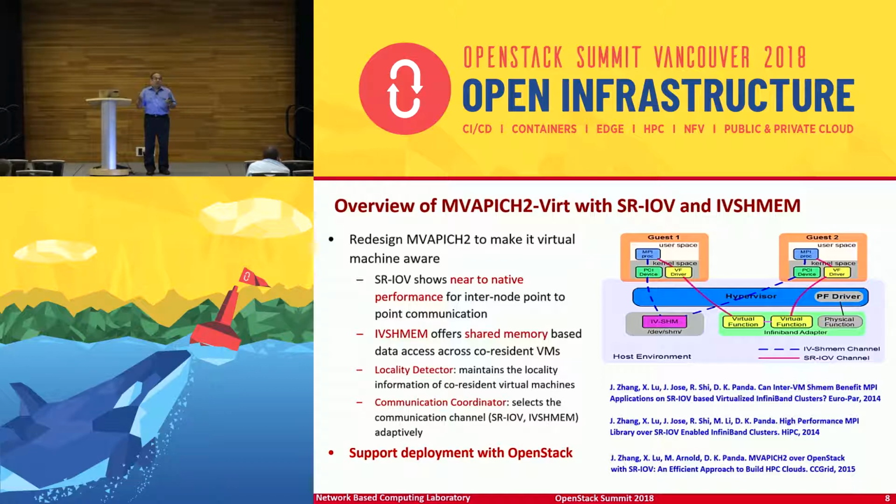Now let's say VMs also migrate. Let's say I have two situations. Multiple VMs are running on the same node. If they can detect that they are running on the same node, I can switch the communication. Instead of going through the network, I can push them through IVSHMEM or some other mechanism.